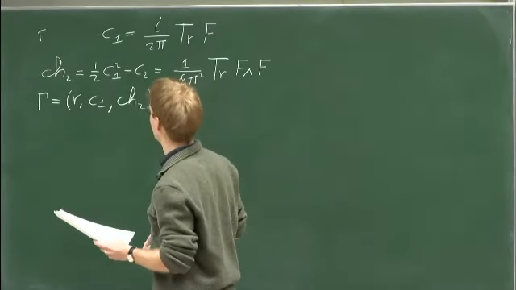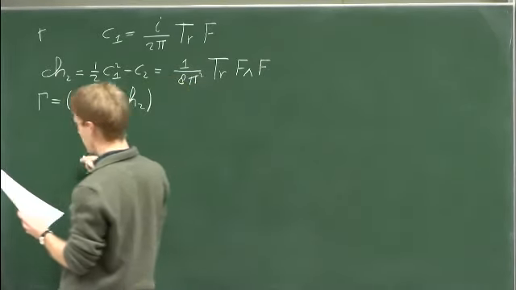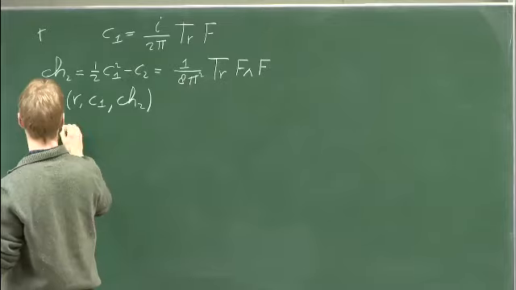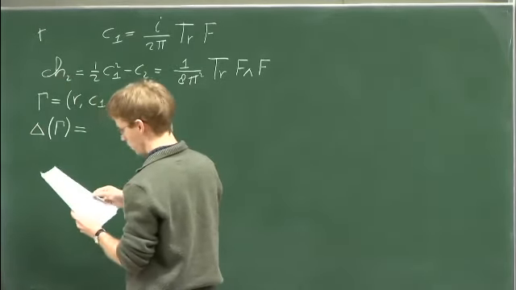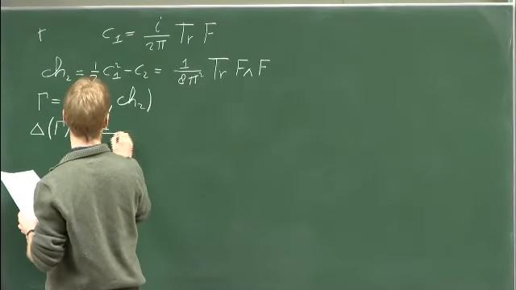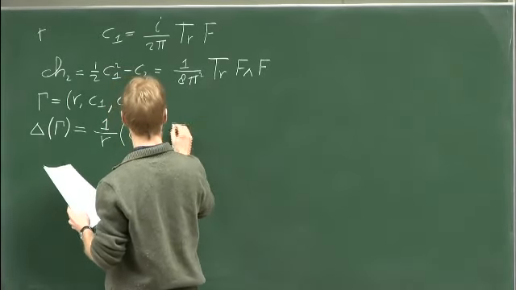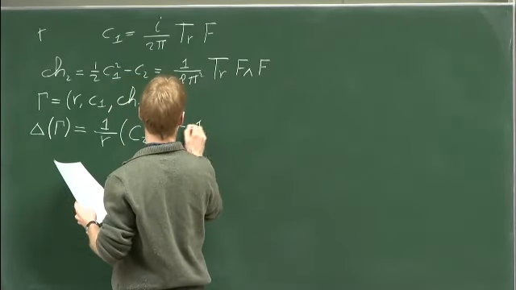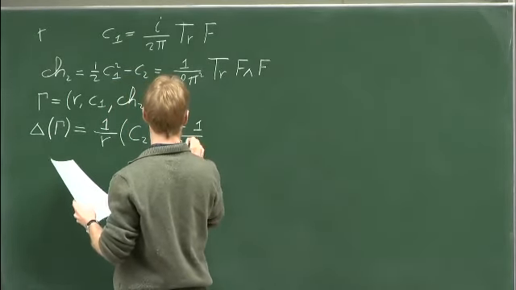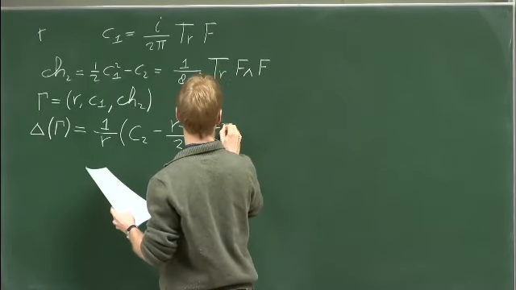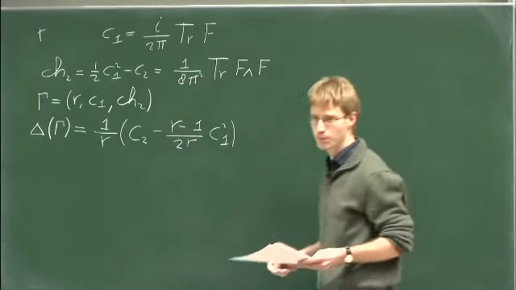And another combination of these Chern classes, which often appears, is the so-called discriminant, and it's given in the following way. It is 1 divided by r times c2 minus (r minus 1) divided by 2r times c1 squared.